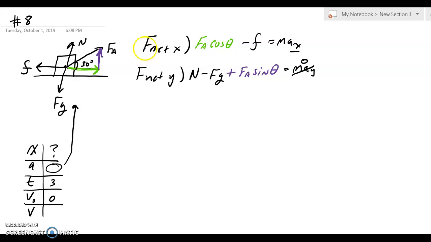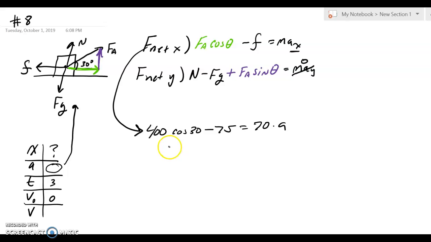Now we can plug numbers in. We're going to take that equation and start plugging numbers in. It's a 400 newton force, so 400 cosine of 30 minus 75 newtons equals the mass, which was 70, times acceleration. So 400 cosine of 30 minus 75 is 271.4. Divide that by 70, and we get an acceleration equal to 3.88 meters per second squared.